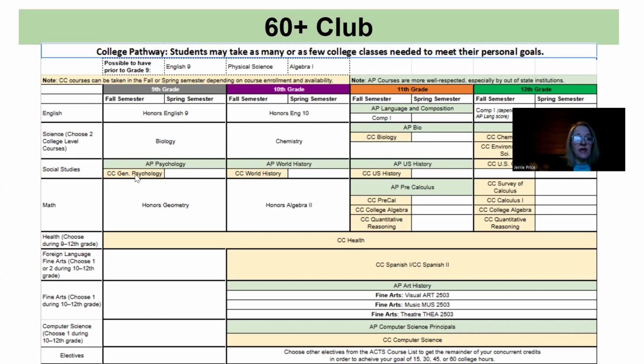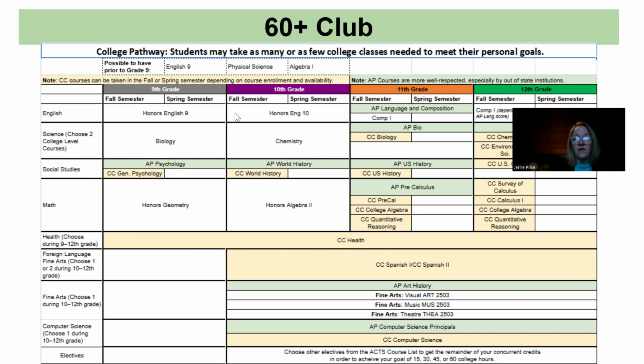You could also take concurrent credit general psychology for college credit in the ninth grade. But if we take courses in the ninth grade that are concurrent credit, we have to pay for those courses, and it significantly increases the amount of money required. But we do recommend some classes like concurrent credit health during the ninth grade. We have a pilot going now where our students are working through concurrent credit health in the ninth grade and getting the first college class under their belt.